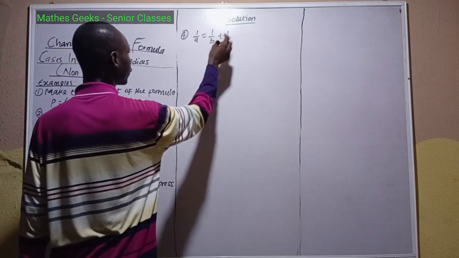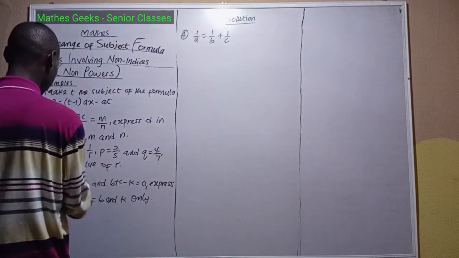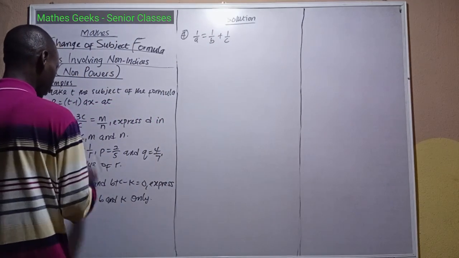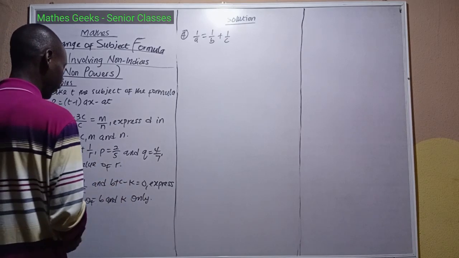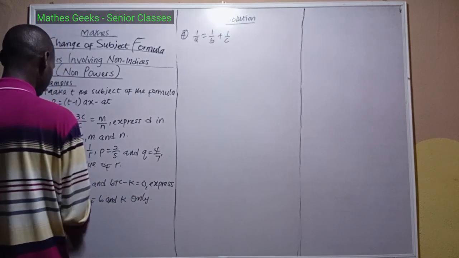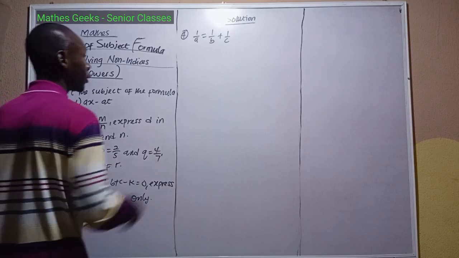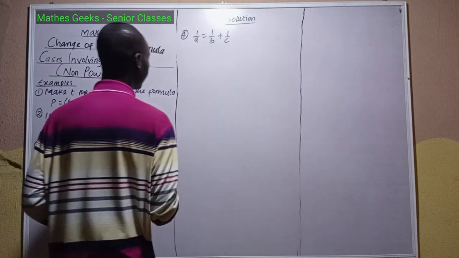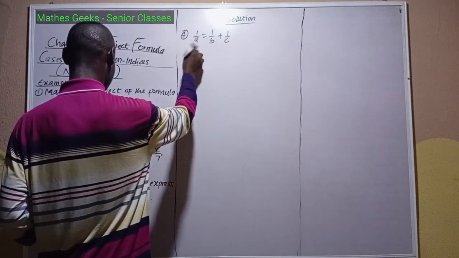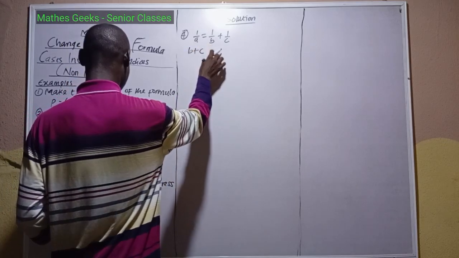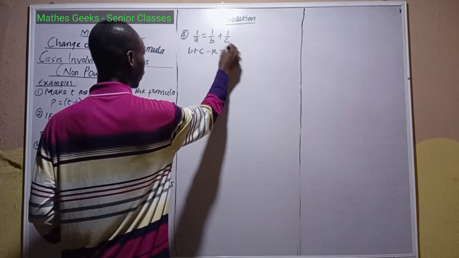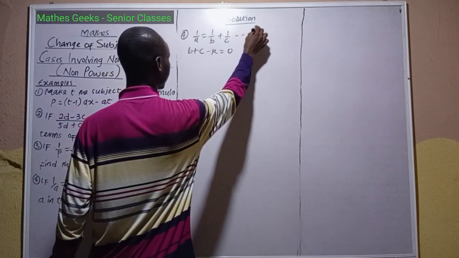And so if the question says we should express A, let's make A the subject of the formula. It means that we don't want C to be in our final result when A is the subject of the formula. So how do we do that? I'm just going to eliminate C from here. But the other equation says B plus C minus K equals 0. So let's call this 1.